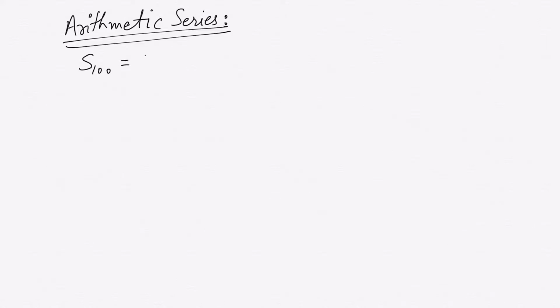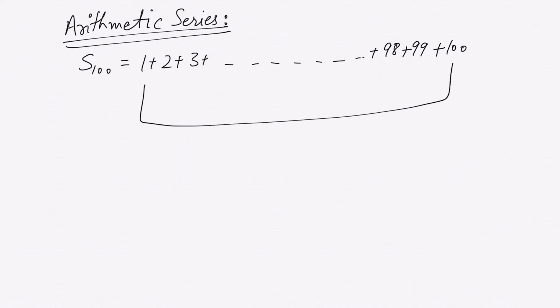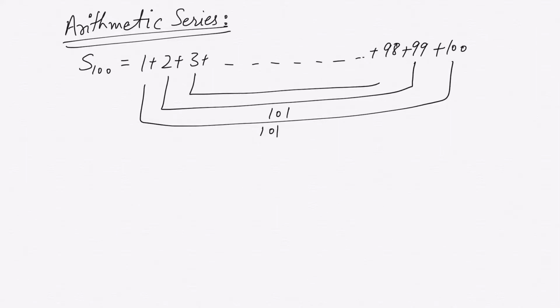For that, let us consider these 100 numbers, which are the first 100 natural numbers, right? We'll write these numbers like this, and because we are adding, I have put a plus sign between the successive numbers. So let's do this. Add the first and the last number, add the second and the second last number, add the third and the third last number.